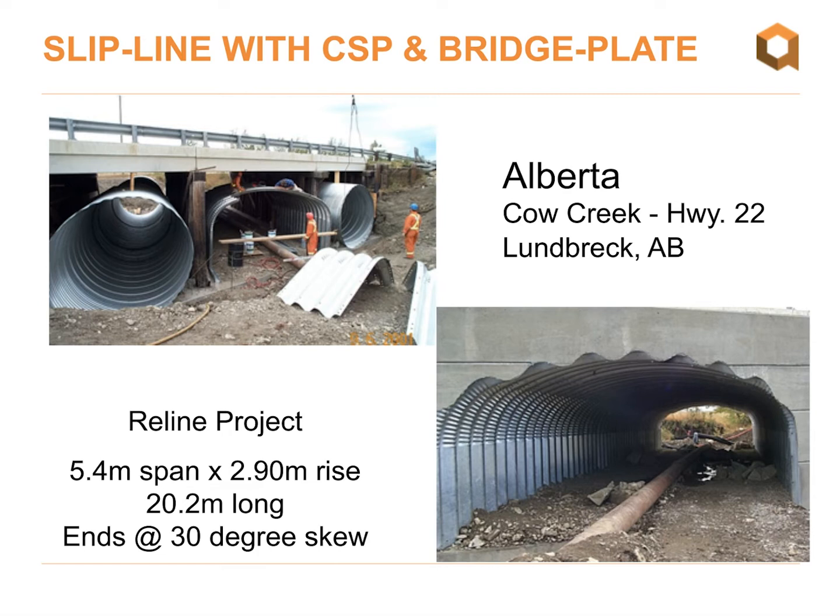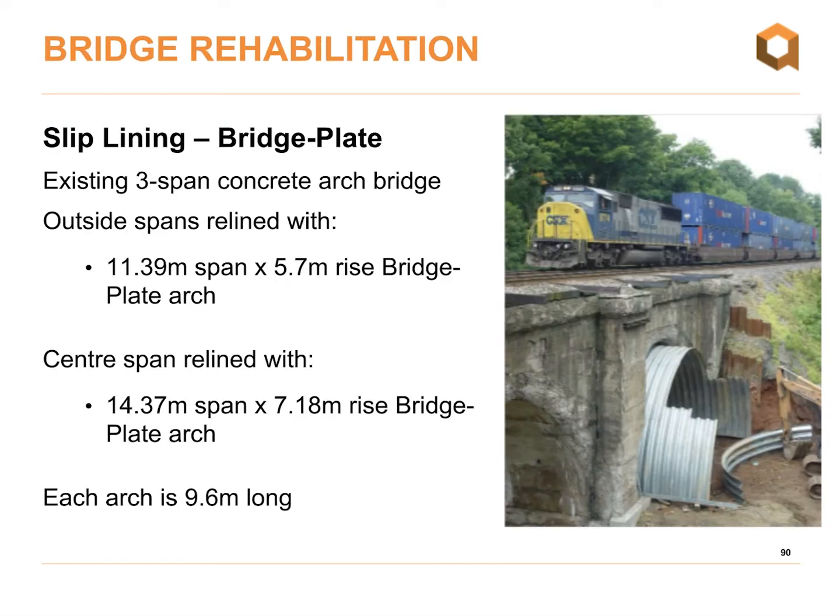This one is a shot from Alberta. They were replacing a conventional girder style bridge. We used 2 corrugated steel pipes and a bridge plate box culvert, and the finished end of this box culvert appears scalloped, but that's because it was actually cut on a skew to the road.